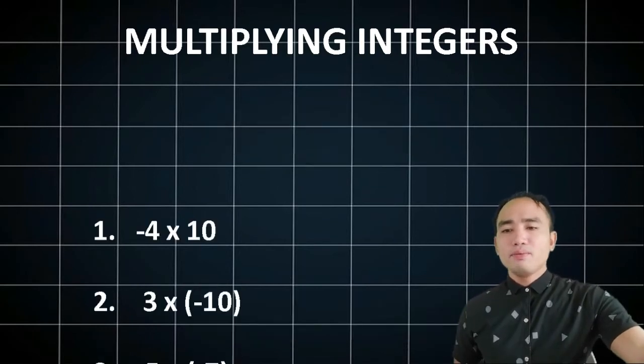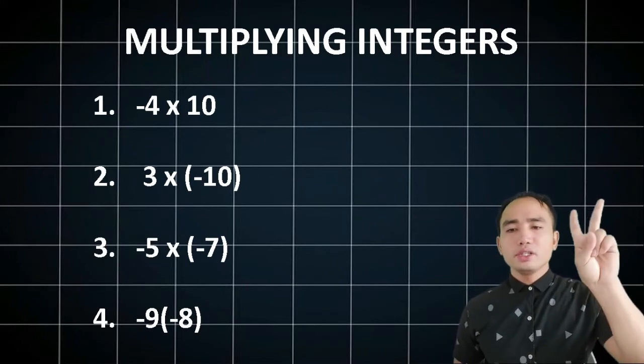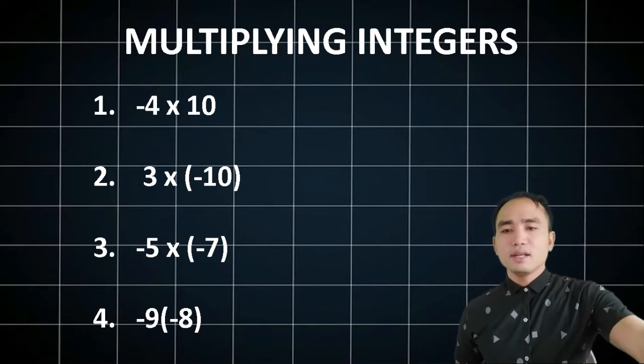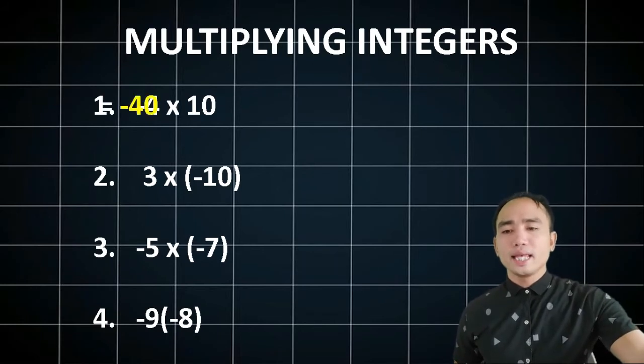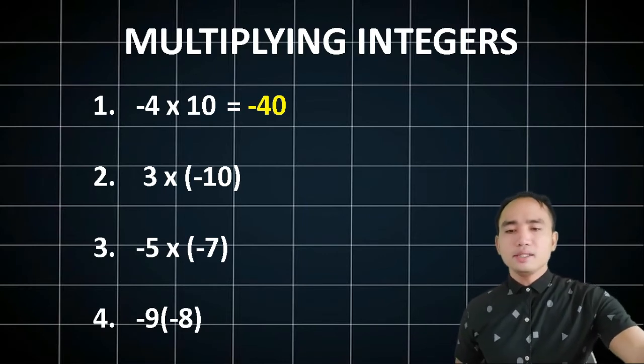Number 1, negative 4 times 10. Here we are multiplying two integers with different signs, so the answer is negative 40. Number 2, 3 multiplied by negative 10, the answer is negative 30.